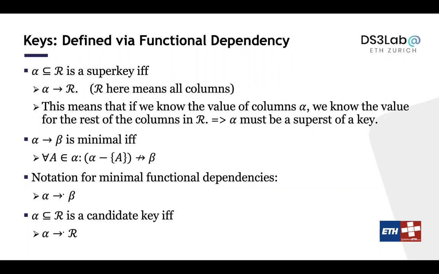If a set of attributes alpha is a key, it means two things. First, there's a functional dependency from that set of attributes to the rest of the attributes. And second, that functional dependency is minimal, meaning that if I remove any of the attributes from that set, I will not have that functional dependency anymore. If these two conditions hold, then that subset of attributes alpha is one candidate key. Okay.